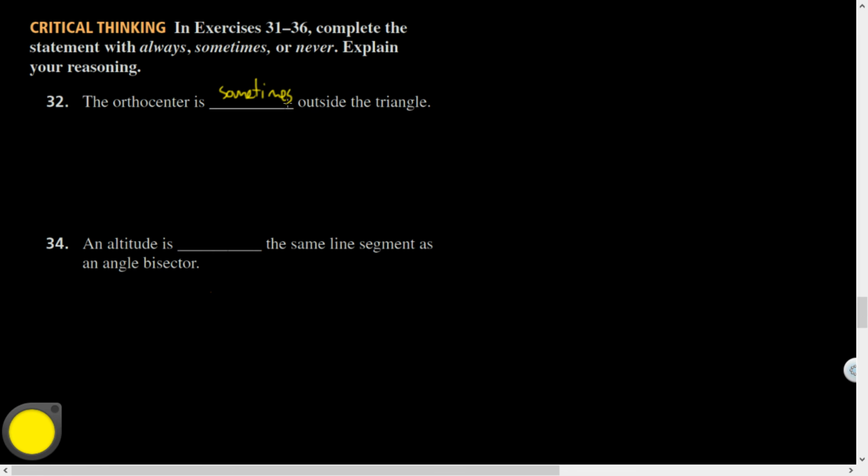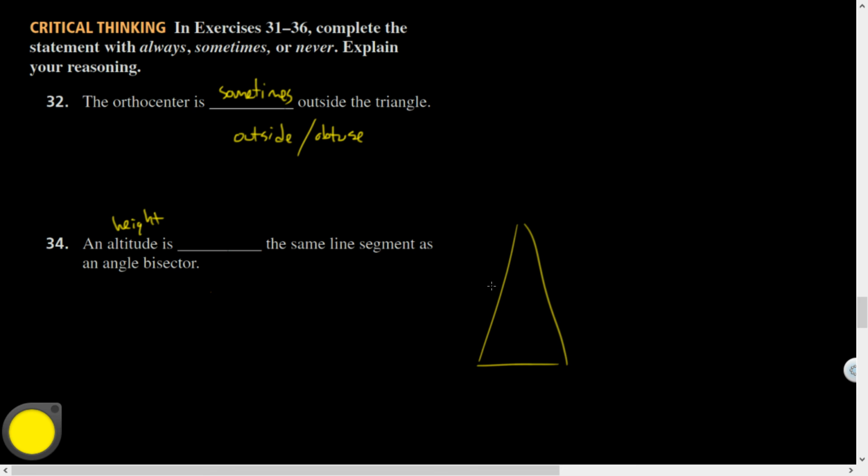What type of triangle, Isaiah, would it be when it is outside the triangle? Right? Outside was obtuse. Inside was acute, and it's on the triangle when it's a right triangle. Now, how about question 34? What is an altitude? That's the height. When or is it possible for an altitude to be the same line segment as an angle bisector? Is that even possible?